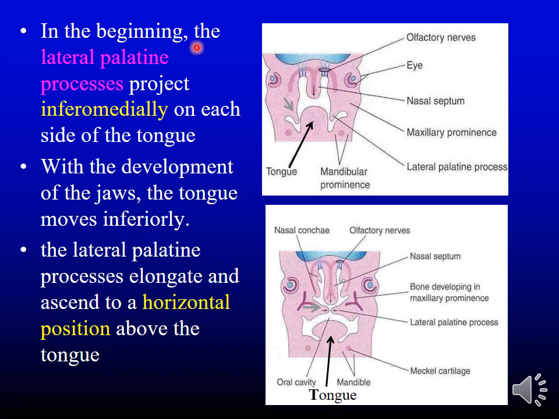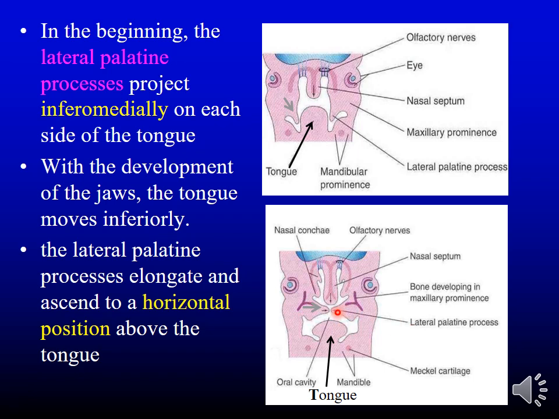In the beginning, the lateral palatine processes, or shelves, project inferomedially on each side of the tongue. This one, and this is the other side. With the development of the jaws, the tongue moves inferiorly, as you can see here. The lateral palatine processes elongate and ascend to a horizontal position above the tongue.